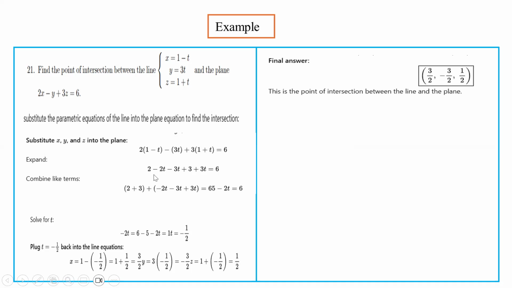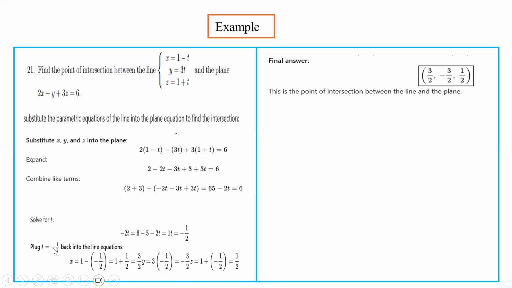So we're going to expand. When we expand, we have 2 minus 2t minus 3t plus 3 plus 3t is equal to 6. Then we combine the like terms. We have 2 plus 3, plus negative 2t minus 3t plus 3t, is equal to 6, so 5 minus 2t equals 6. Now we're going to solve for t. We'll have minus 2t is equal to 6 minus 5, and that will give us t is equal to -1/2.